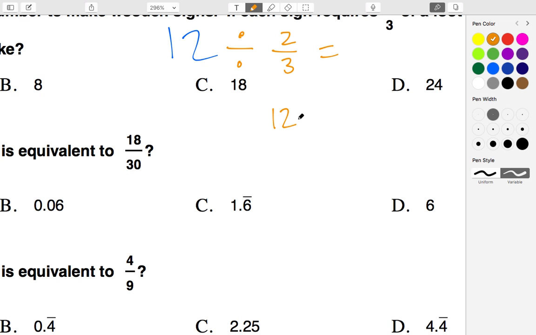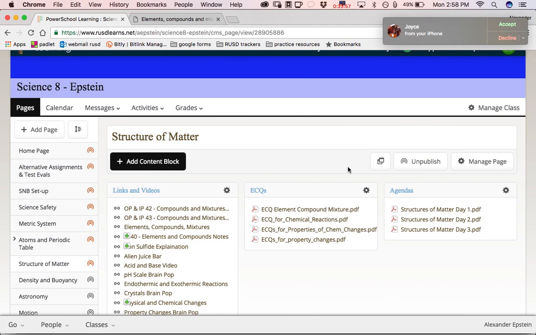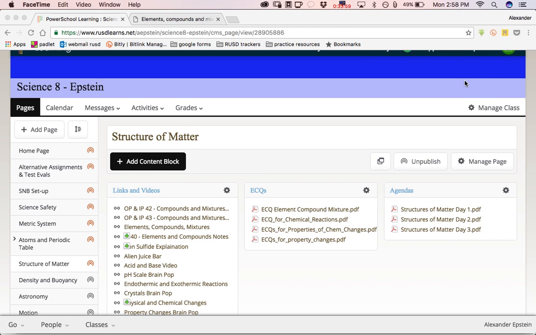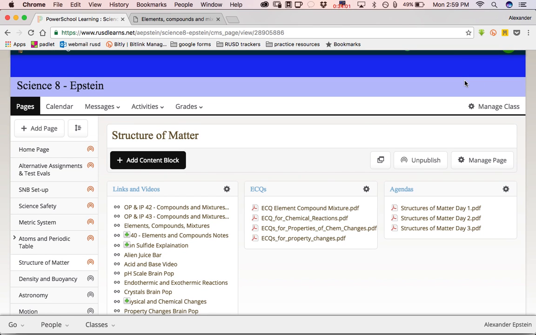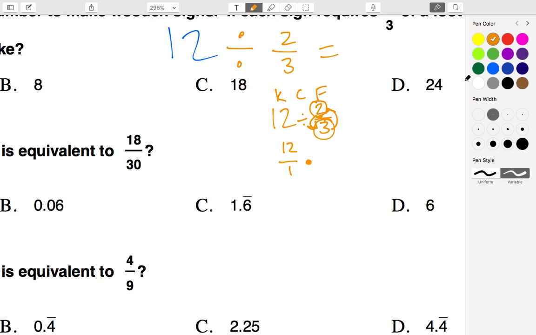Okay, so we have 12 divided by 2 over 3. Let's answer this. So I'm going to first change 12 to 12 over 1. We're going to keep that, change that, then flip. You always use keep, change, flip when you're dividing. 12 divided by 1 times 2 over 3 becomes 3 over 2 here.